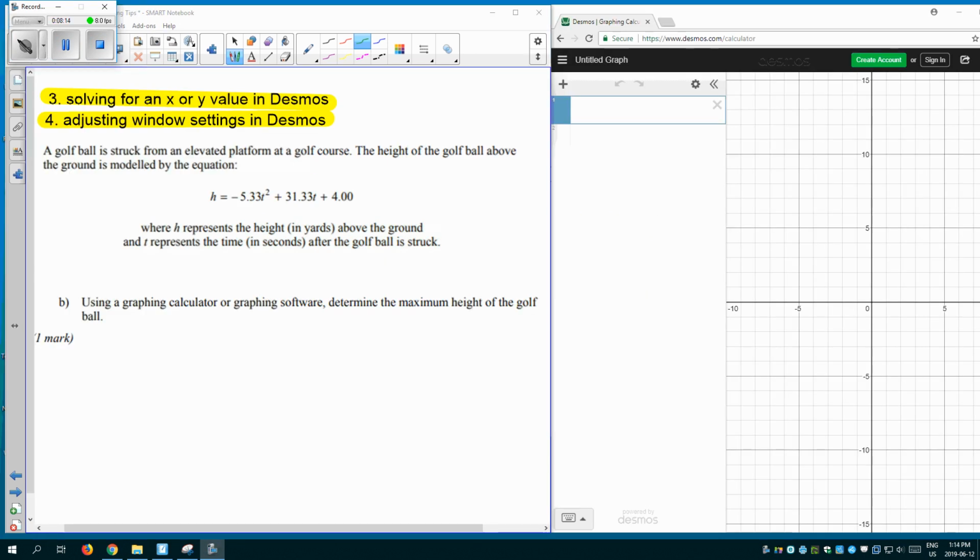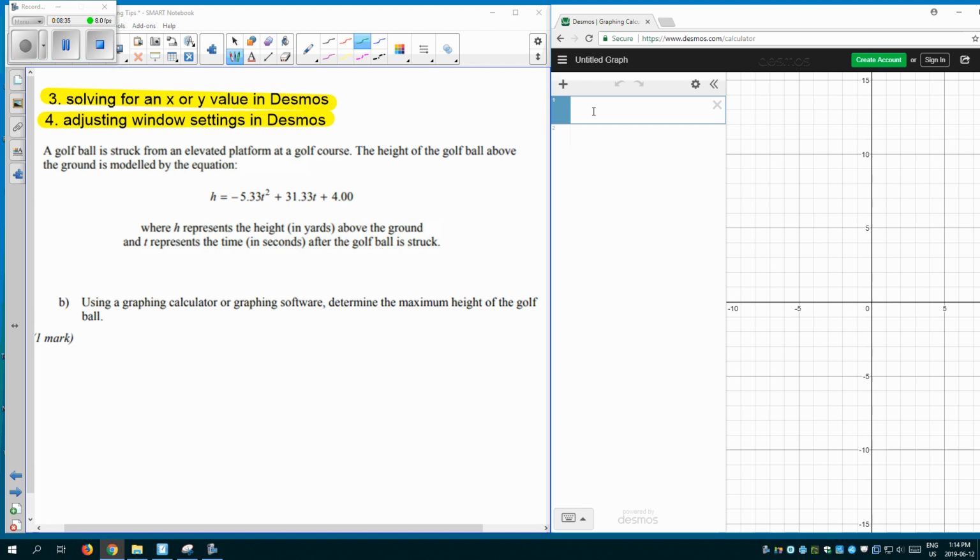All right, we know we have to do a lot of work with Desmos. So tip number 3 is solving for an x or y value in Desmos. And tip number 4 is adjusting window settings. So we're going to do both in this example. A golf ball is struck from an elevated platform at a golf course. The height of the golf ball above the ground is modeled by the equation.